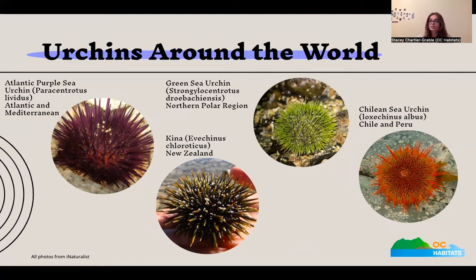So I mentioned that urchins can be found all over the world and that there are 900 species, and these are just 4 examples of those. First, we have the Atlantic purple sea urchin, which is found in the Atlantic and Mediterranean. It looks fairly similar to the purple sea urchin we have here, which I'll show you later on. The green sea urchin, which is found in the northern polar regions. Kina, which is the urchin found in New Zealand, and the Chilean sea urchin, which is found in Chile and Peru.